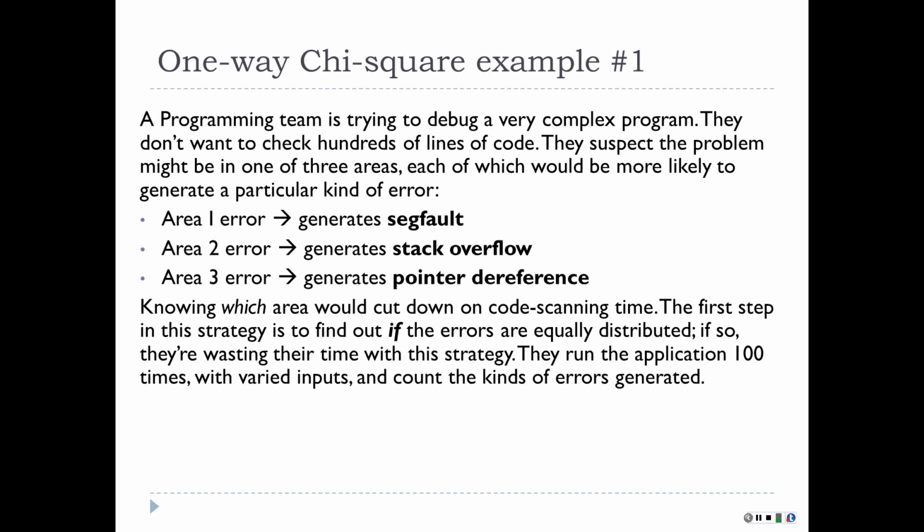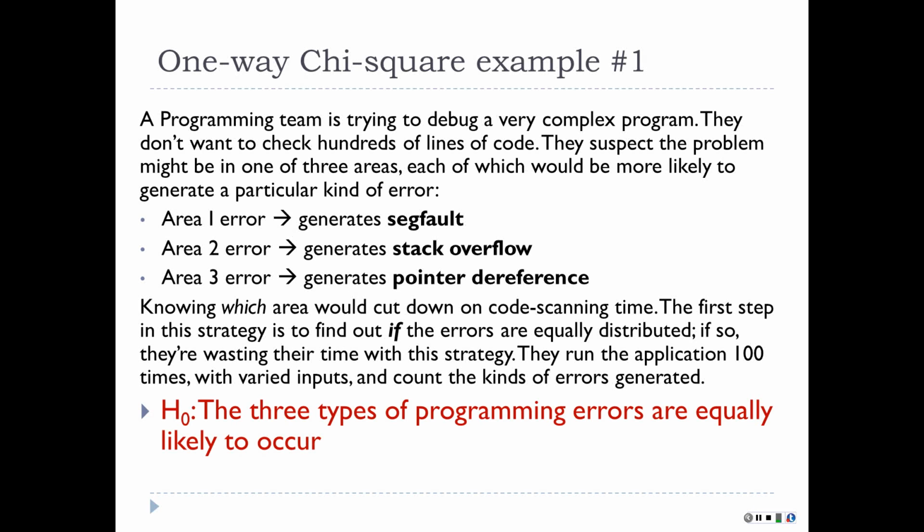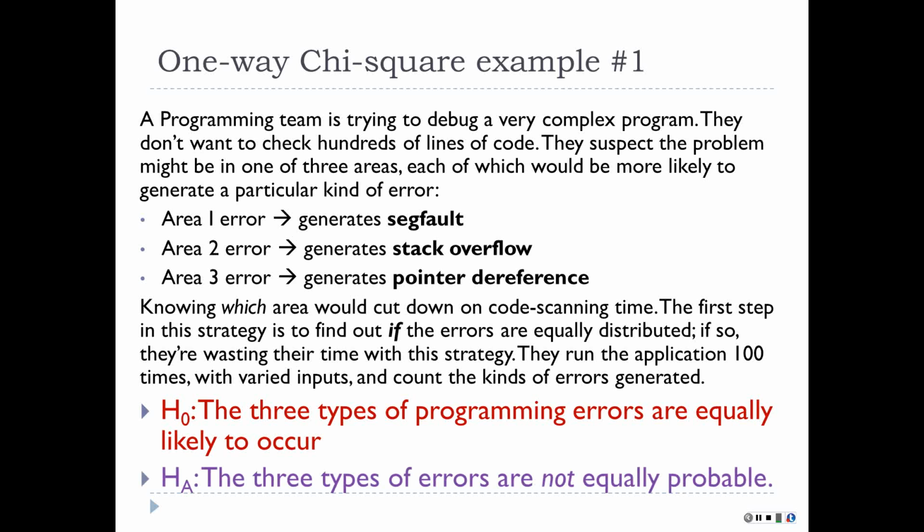So they run the application 100 times with varying input, and it generates all kinds of errors. It generates an error every single time, and they count the kinds of errors generated. So their hypothesis, the null hypothesis, is that the 3 types of programming errors are equally likely to occur. They can't tell which one is most common until they first look and see if they're equally common. Kind of like ANOVA. You do the F-test, the omnibus test first, and then you do individual tests.